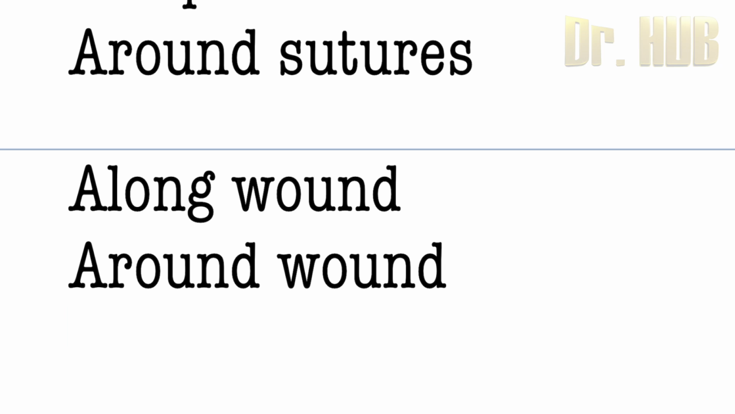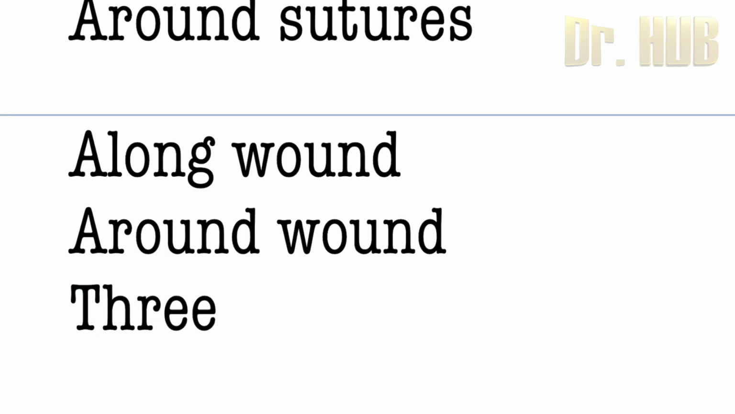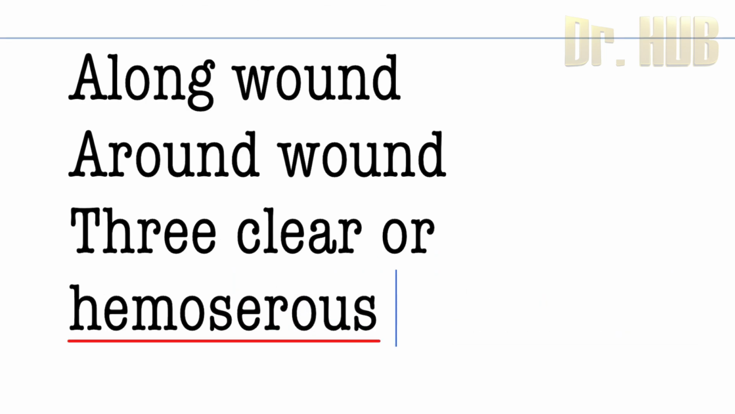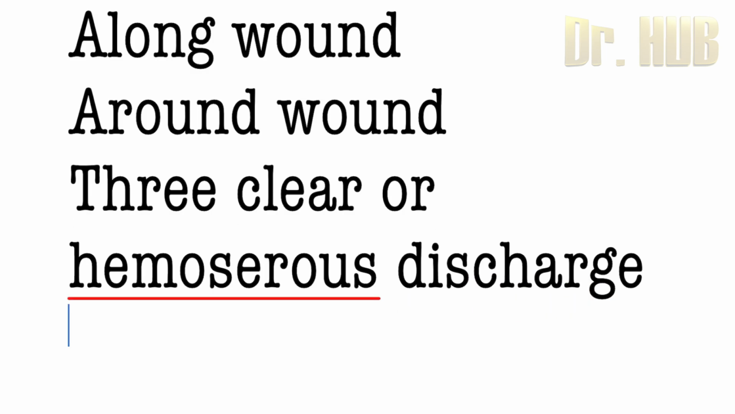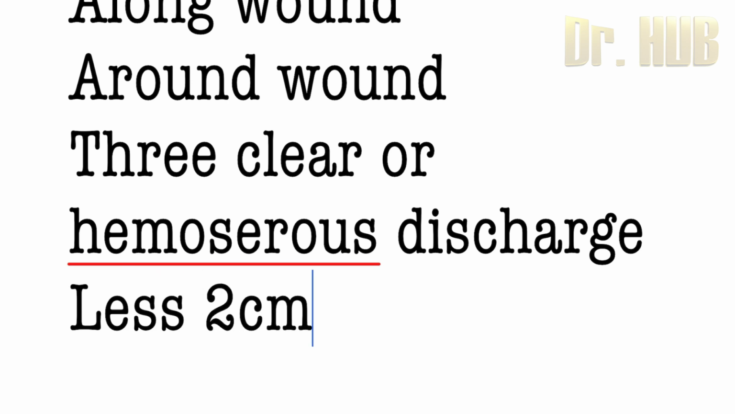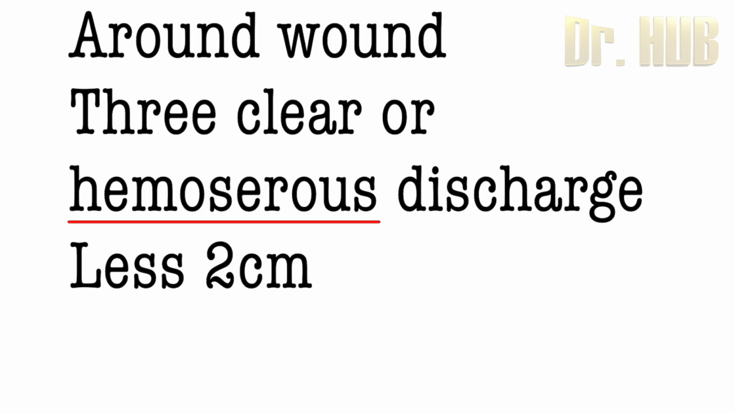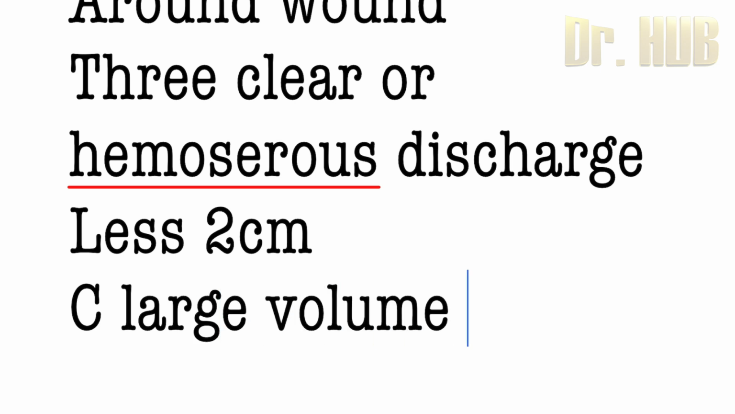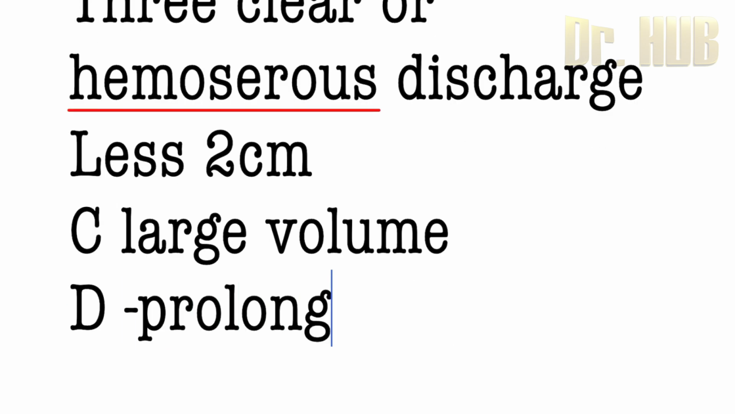Next is 3. Type 3 is where there is a clear or haemoserous discharge. So clear or haemoserous discharge. And there is 3A, B, C, D. A stands for at one point only, less than 2 centimeters. And B is where it is greater than 2 centimeters. C means it's a large volume. And looking at D, it is nothing but prolonged.